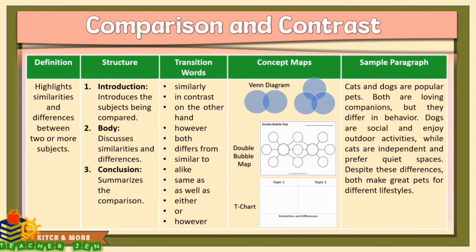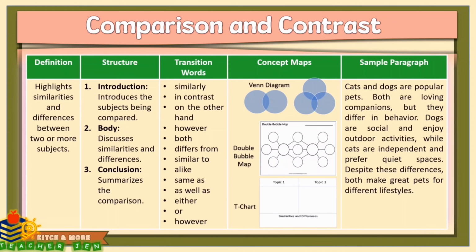The structure includes the introduction, which names the subjects being compared and sets up what will be discussed. The body explains both the similarities and the differences between the subjects. Then the conclusion wraps up the comparison, summarizing the main points. Then what are the transition words to be used?